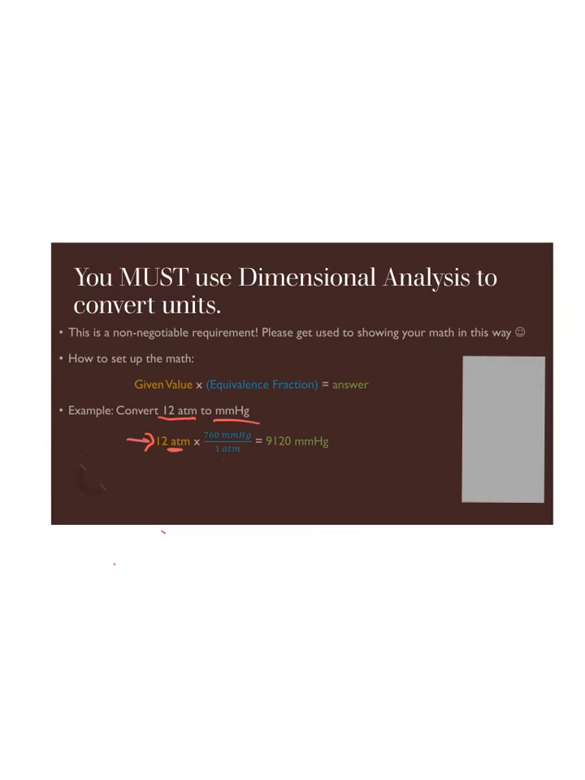So this fact, and again, you will never have to memorize this, will be in some kind of chart for you. You start with what you're given, you put the equivalence fraction, and you just choose which one goes on the top and the bottom by canceling out the other one. In this case, we're trying to get rid of atmospheres, and we're trying to convert to millimeters of mercury. So you multiply them, atmospheres divided by atmospheres cancels out, and then you do 12 times 760 times millimeters of mercury times 1, and you get your conversion. So we want to see that dimensional analysis in every problem in order to get full credit.